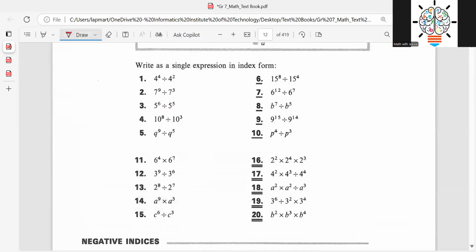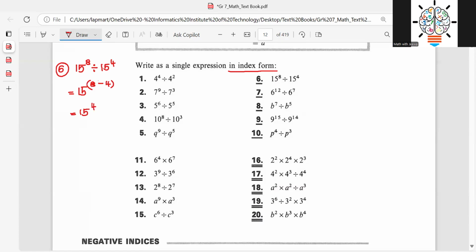Take your pink colour pen and check whether you have done the answers like this. First of all, you want to read the instruction. You want to keep the answer in index form. That is very important. 15 to the power 8 divided by 15 to the power 4. The answer is 15 to the power 8 minus 4, so the answer is 15 to the power 4, right? Because when you have division with the same base, we subtract the indices.